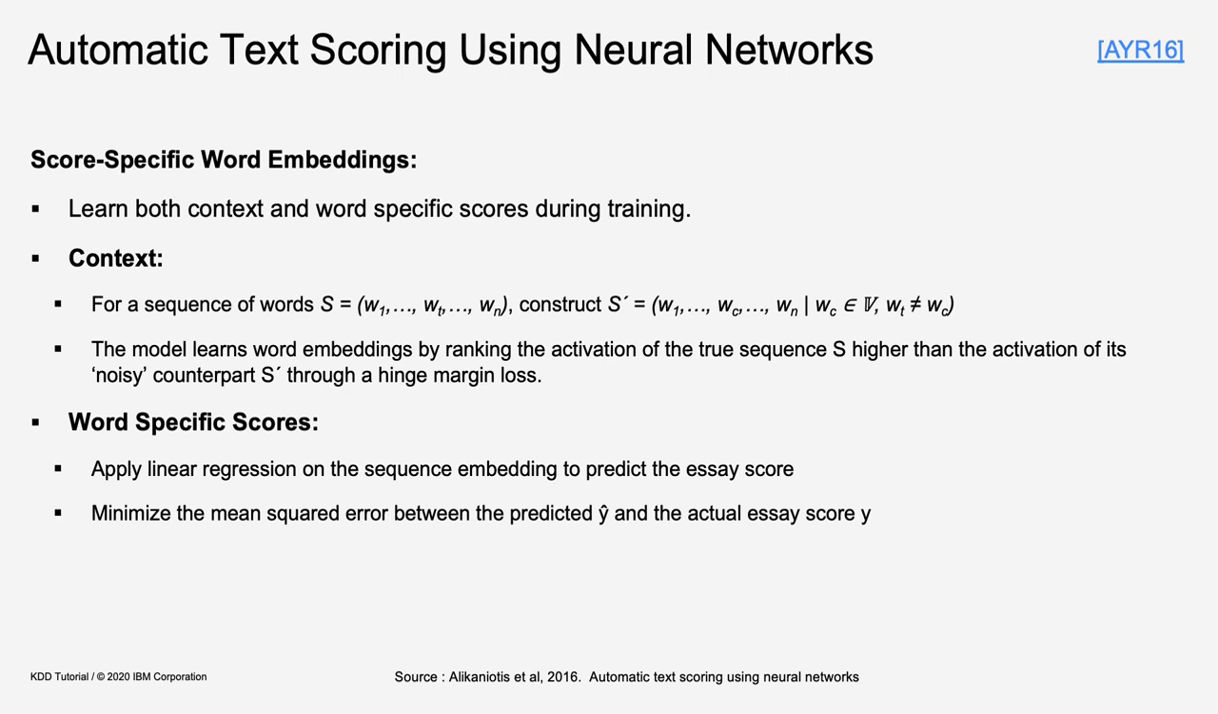To capture the word-specific scores, the authors simply apply a linear regression on the sequence embedding to predict the essay score, by training the model to minimize the mean squared error between the predicted y hat and the actual essay score y. Words such as is, are, to, at, which appear with any essay score, are considered to be uninformative in the sense that they will activate equally on both high and low scoring essays. Informative words, on the other hand, are the ones which would have an impact on the essay score. Example, spelling mistakes.